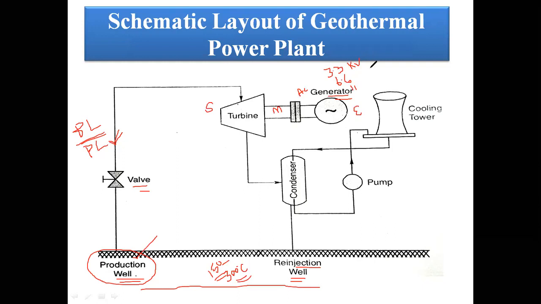This 3.3, 6.6 or 11 kV, we can step up into 66, 132, 220, 400 or 765 kV. In India, the maximum operating voltage in the AC transmission line is 765 kV.